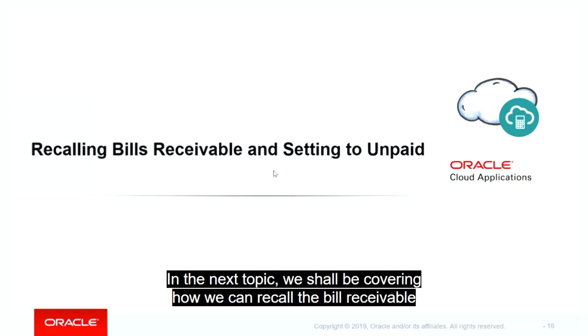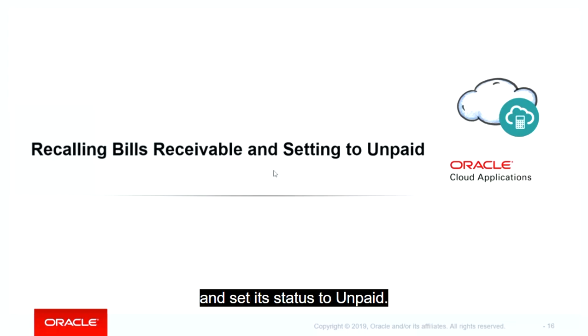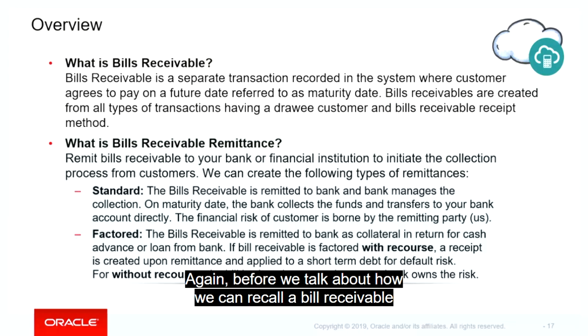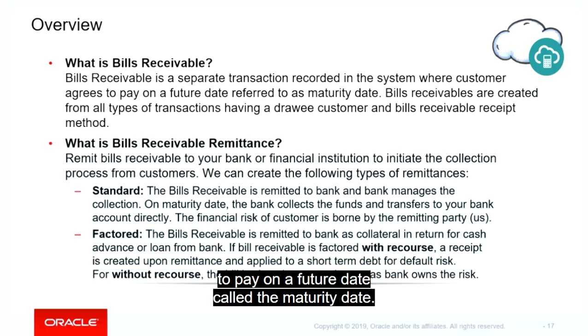In the next topic, we shall be covering how we can recall the bills receivable and set its status to unpaid. Again, before we talk about how we can recall a bills receivable and set its status to unpaid, let's look at brief about the bills receivable. The bills receivable is a separate transaction recorded in the system where the customer agrees to pay on a future date called the maturity date.